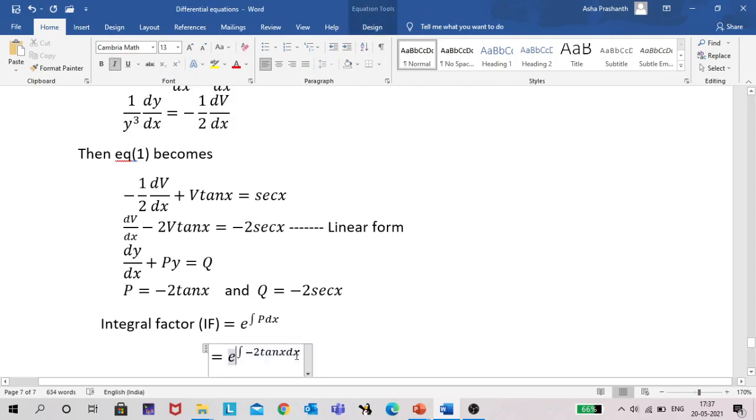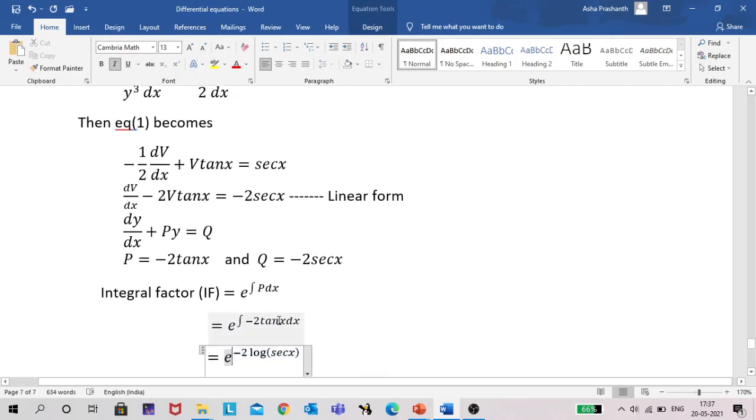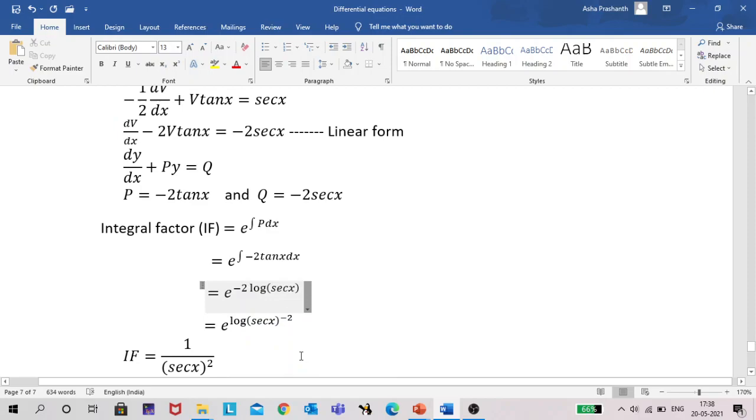Minus 2 is a constant. Integration of tan x is log of secant x, and by using the formula this can be written as log of secant x whole to the power of minus 2. So our integral factor becomes secant x to the power of minus 2. So secant x to the power of minus 2 can be written as 1 by secant x whole square, or 1 by secant square x.